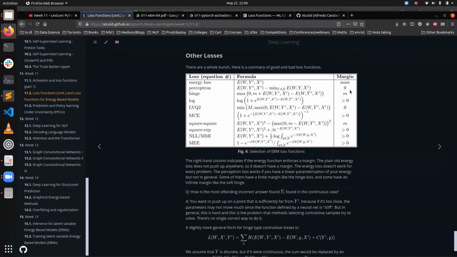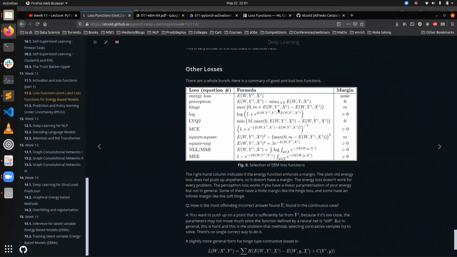So this says if there is a margin involved in those or not. So energy loss and perceptron loss, as we've already seen, are not that good. So the good losses are ones that use this concept of most offending incorrect answer and a margin. That's what he says in the lecture. So if it uses both of those, then it's a good loss for an energy function.